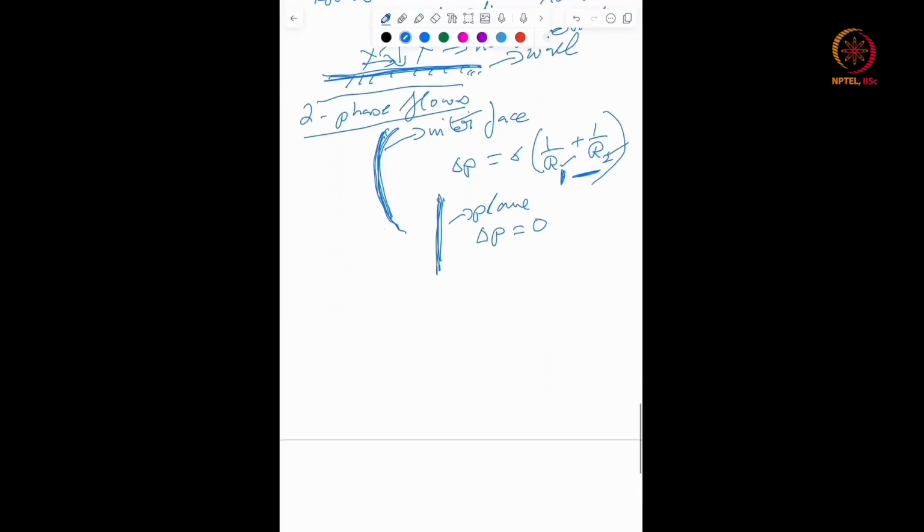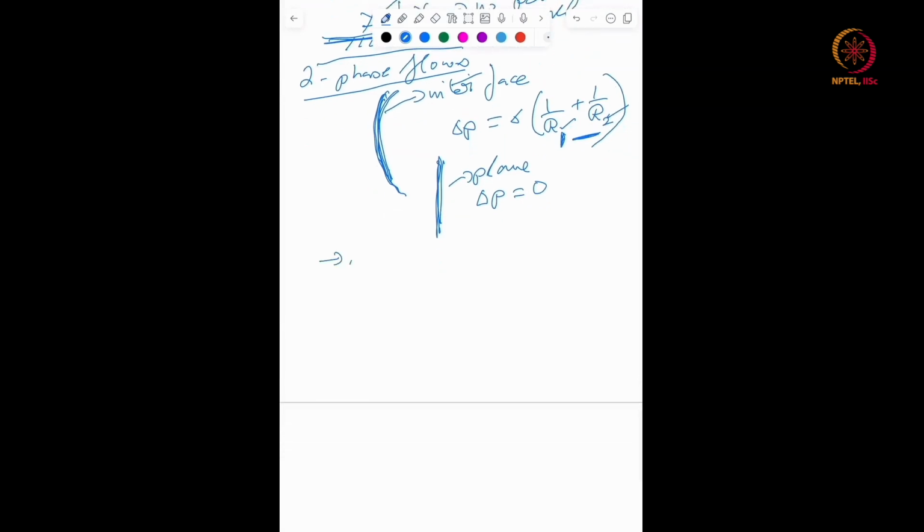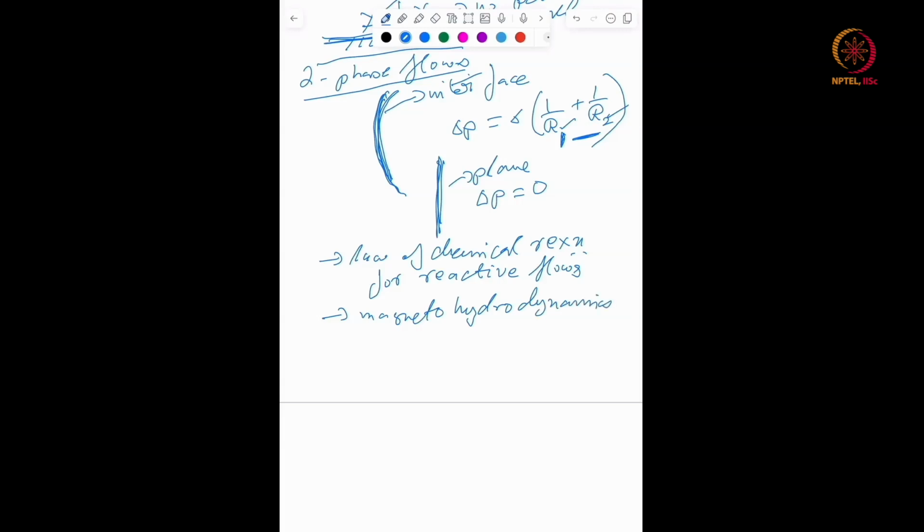Okay, so there are other types of flows which basically require additional principles, like for example the law of chemical reaction for reactive flows. These are supplementary things that need to be added for reactive flows. Okay, and then there is magnetohydrodynamics, dynamics for electrically conducting fluids, in magnetic fields.